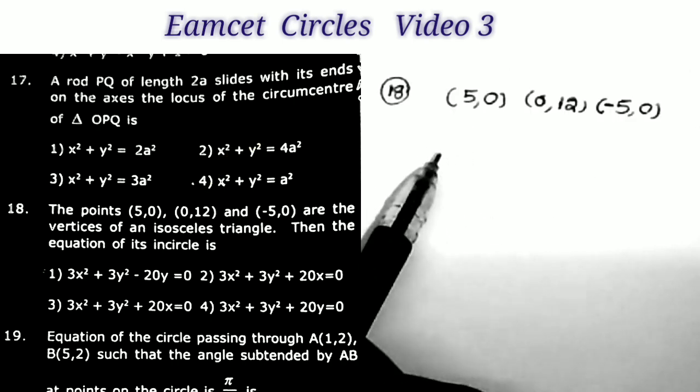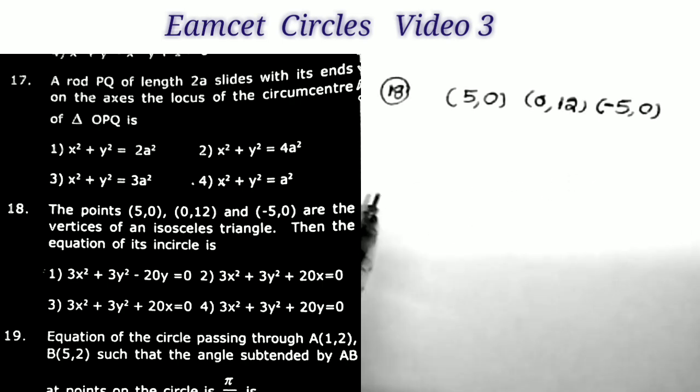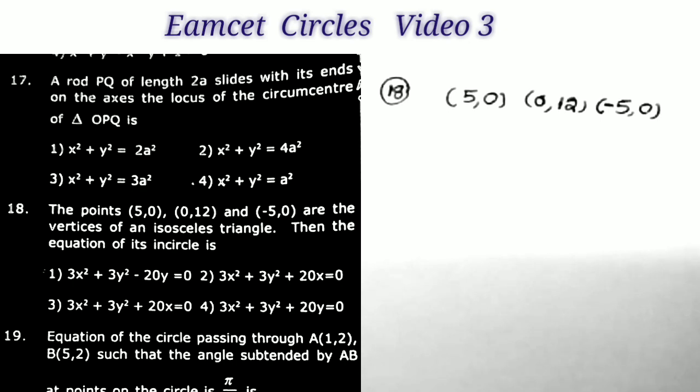Sum number 18. If the points 5, 0, 0, 12 and minus 5, 0 are the vertices of an isosceles triangle, then what is the equation of its incircle? So, we want the equation of the incircle. For that, first we want the incenter. Okay, I am finding the incenter.